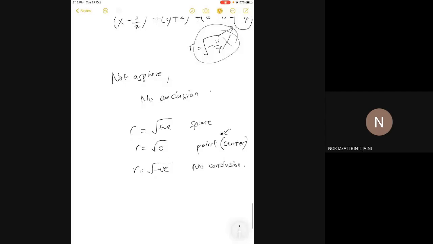Okay. So I guess that's it for exercise 1.3. Are there any more questions so far? Are there any more questions for 1.3? No?